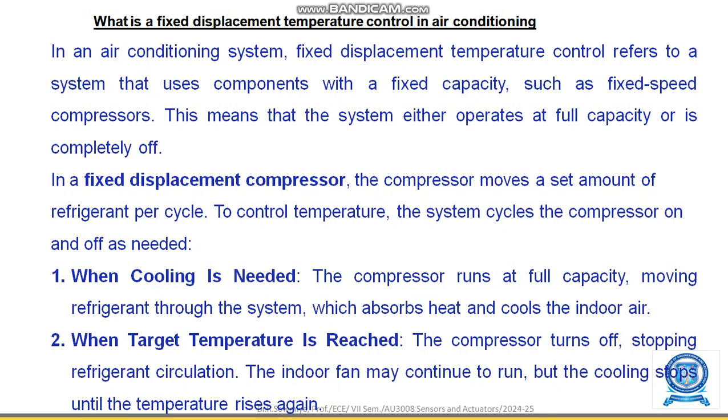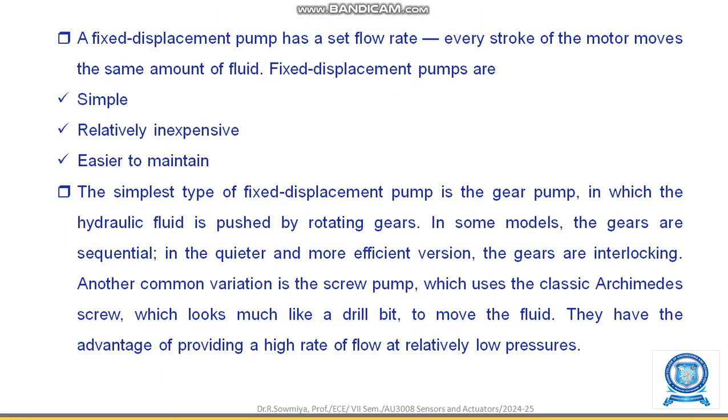When cooling is needed, the compressor runs at full capacity, moving refrigerant through the system, which absorbs heat and cools the indoor air. When the target temperature is reached, the compressor turns off, stopping refrigerant circulation. The indoor fan may continue to run, but the cooling stops until the temperature rises again. A fixed displacement pump has a set flow rate. Every stroke of the motor moves the same amount of fluid. Fixed displacement pumps are simple, relatively inexpensive, and easier to maintain.